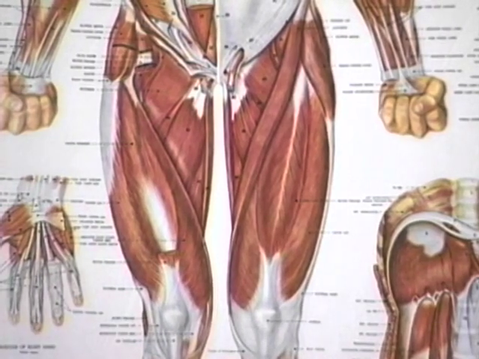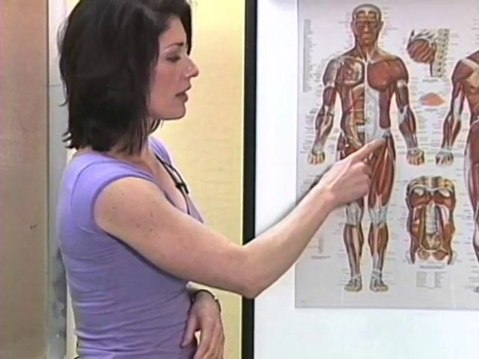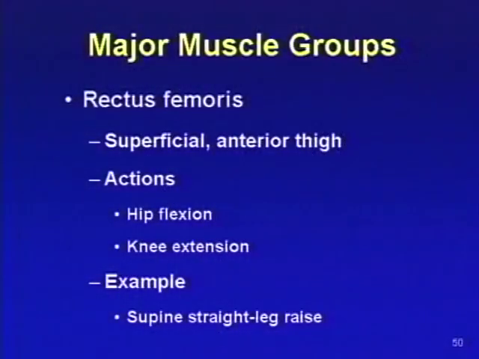The rectus femoris is actually one of the 4 quadriceps muscle groups, but I'm including it here because it's the only one of the quadriceps muscle group that crosses the hip joint. So the actions of the rectus femoris then are hip flexion as well as knee extension.